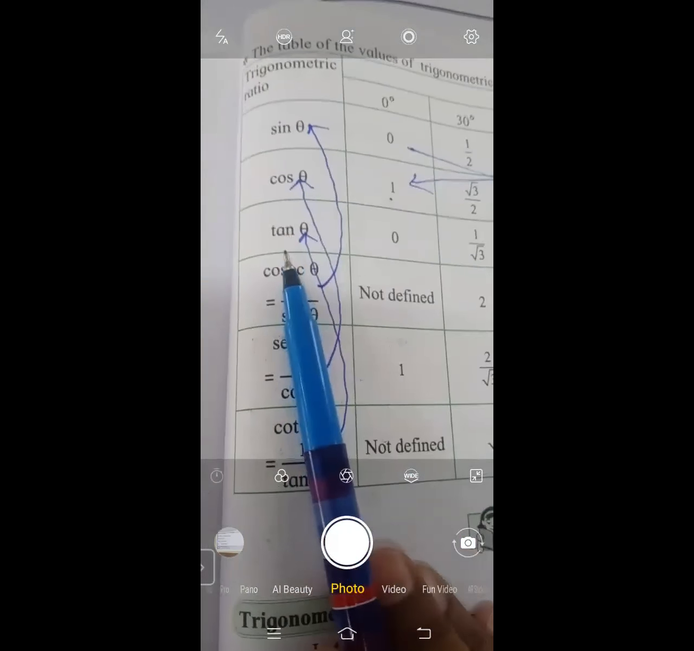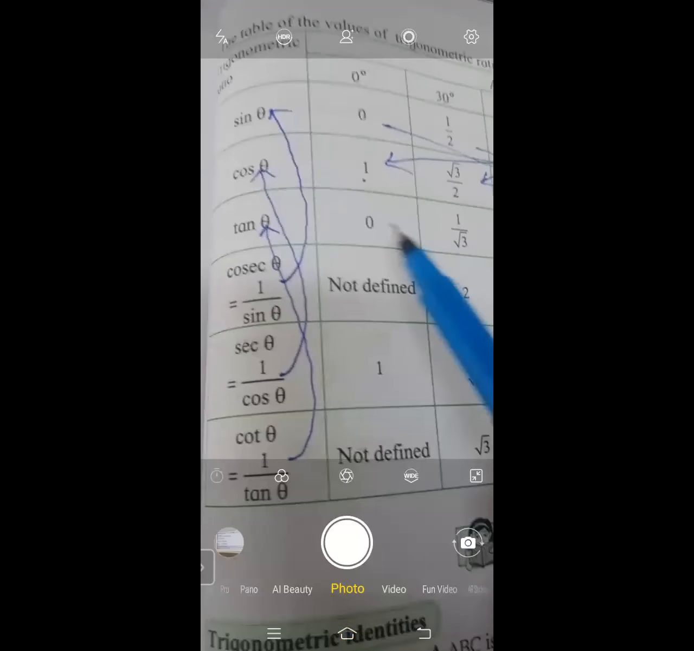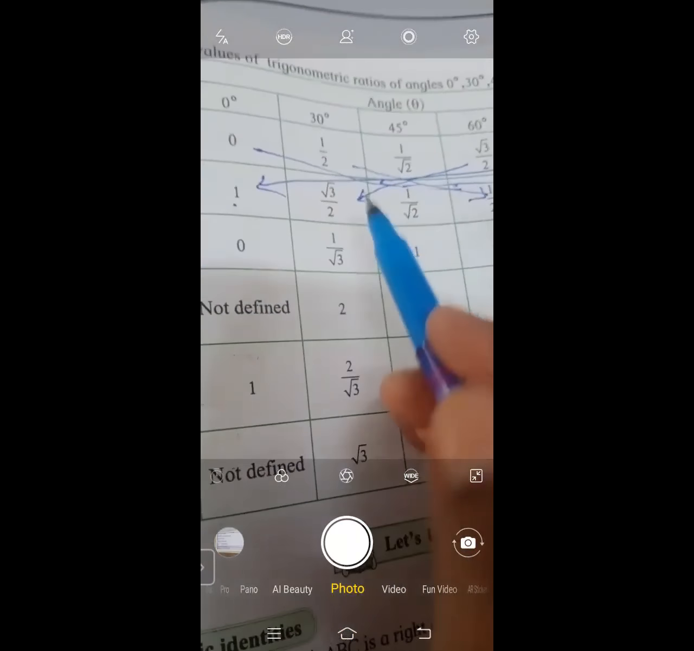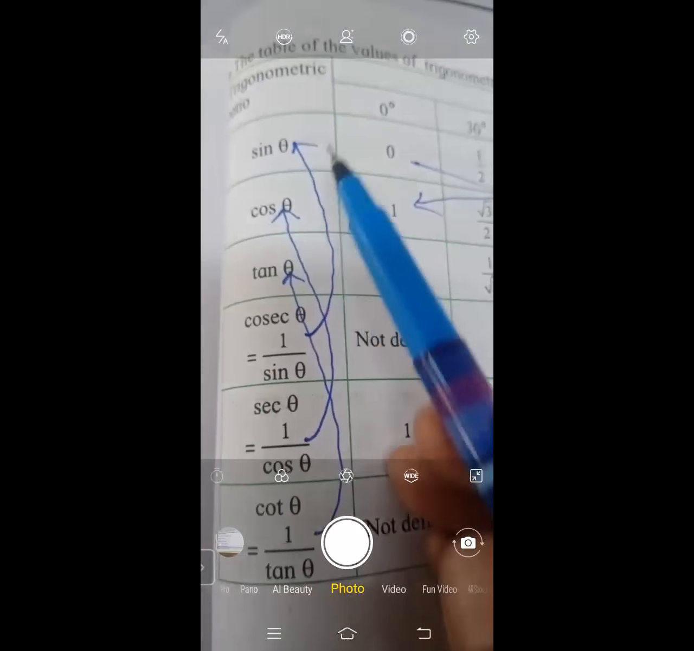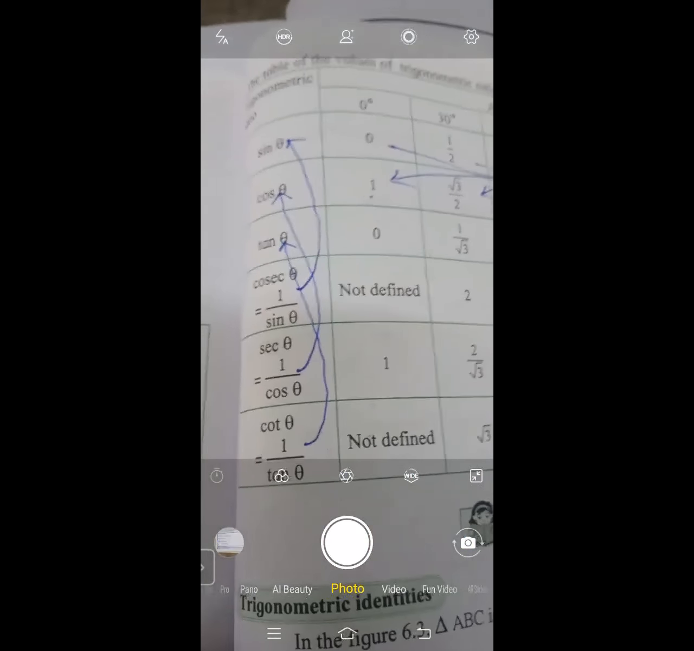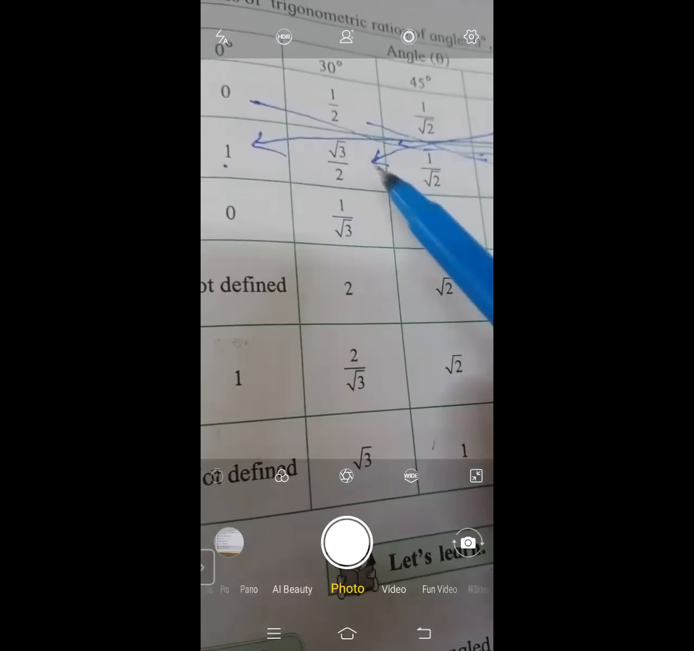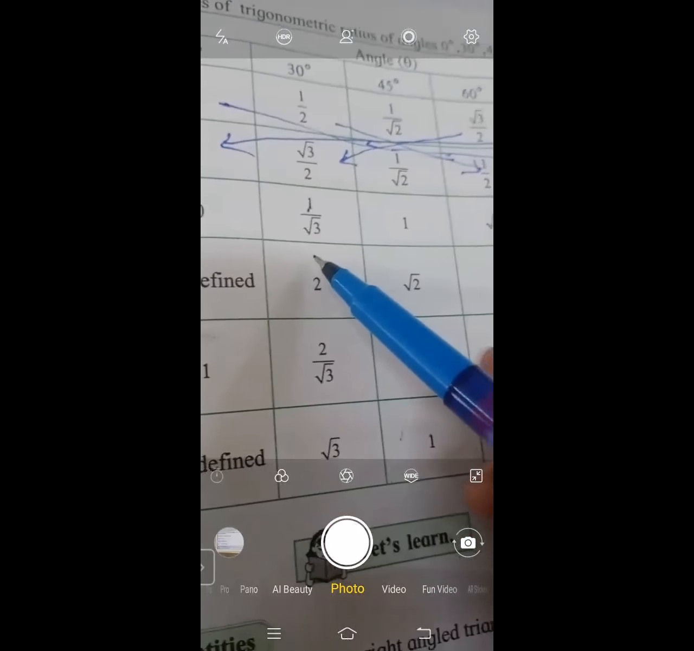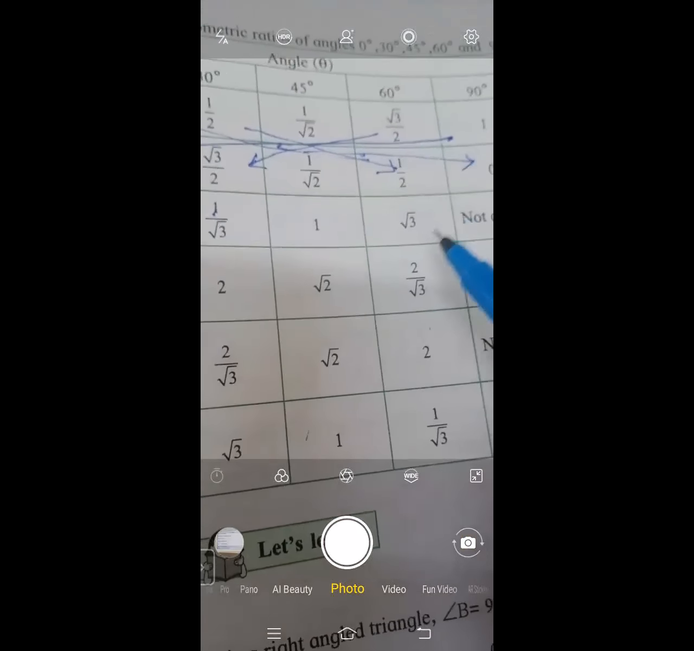Now what about tan theta? Tan theta is sin theta upon cos theta. So 0 divided by 1 is 0. As we know, tan theta is sin theta upon cos theta, and we are just taking numerators, opposite side upon adjacent side. Just take the numerators of the above two ratios, which is 1. So we will write 1 and then divided by root 3. 1 divided by 1, the answer is 1. Root 3 divided by 1, the answer is root 3.